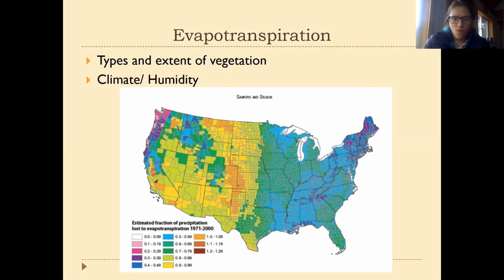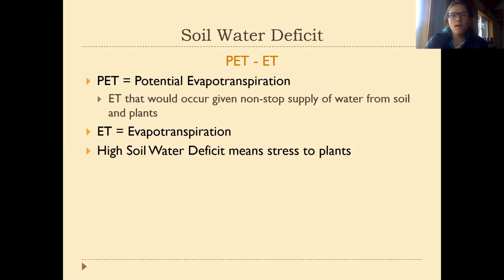Okay, that's of course very different than places like Southern and Central California. Okay, so there's another concept that's called the soil water deficit. And this is kind of related to what percentage of the new water that comes into a watershed is going to be lost as evapotranspiration.